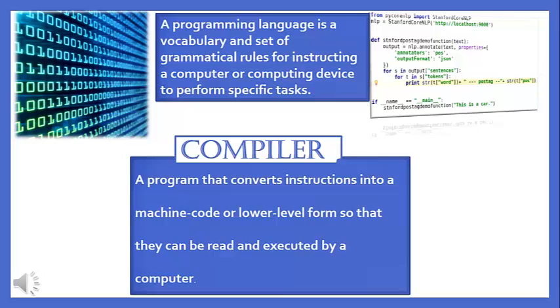A compiler takes your human-readable source code, analyzes it, then produces computer-readable code called machine code. It first reads the whole program and then at one go translates it into machine language.